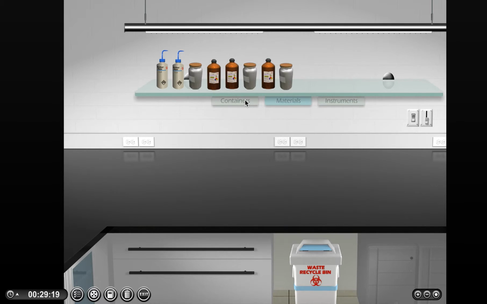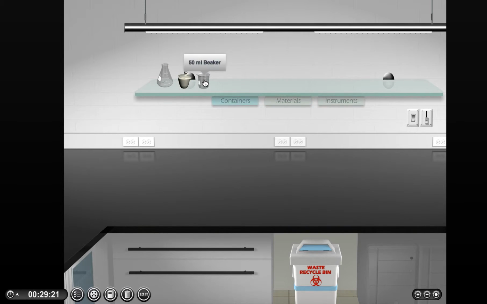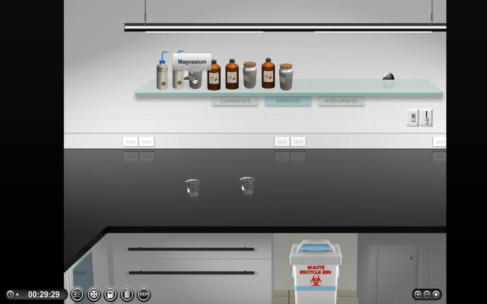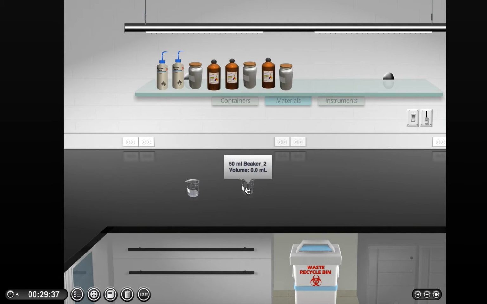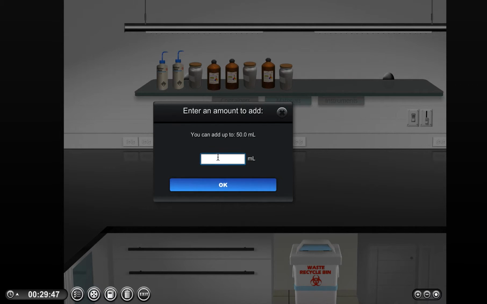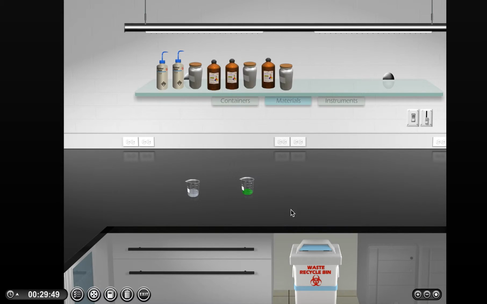Okay, for the experiment we're going to have two 50 milliliter beakers. One will have 15 milliliters of 1 molar sodium hydroxide, and the other beaker will have 6 milliliters of 1 molar nickel chloride. Okay, so now that we have the two reactants, we're going to mix them together and see what happens.